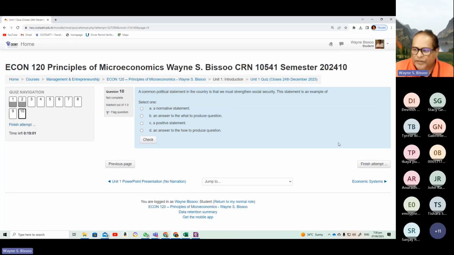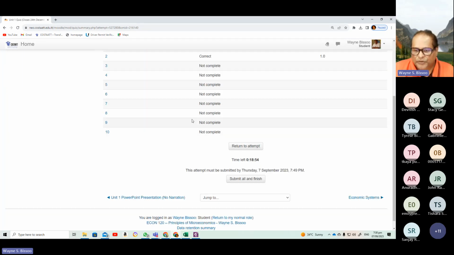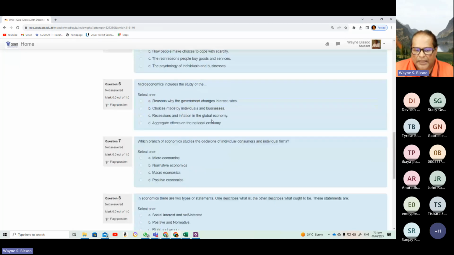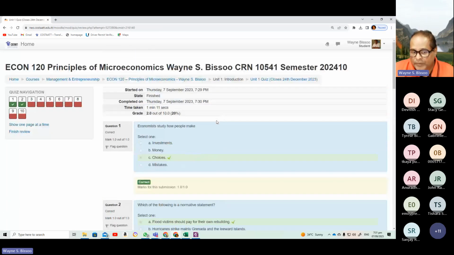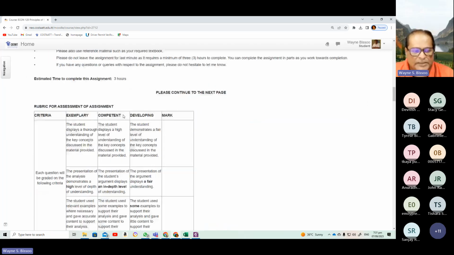Once you're finished, you click on finish attempt, and it gives you an overall score. It'll tell you how much time you have left. That's what it's going to look like here. It's going to give you feedback as to what is right and what is wrong, but it won't tell you what the correct answers were. That only happens after the class closes. And every unit is set up like that.